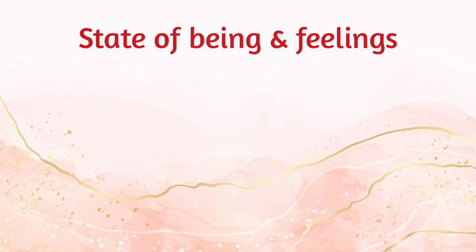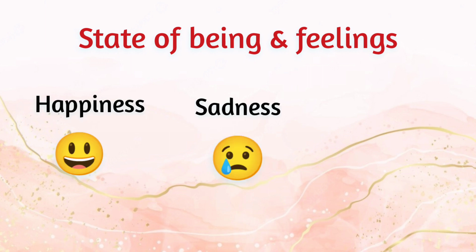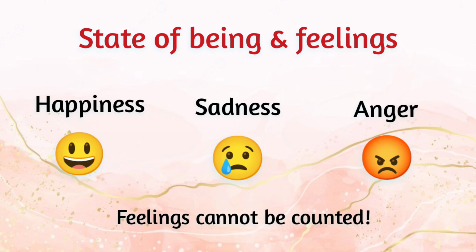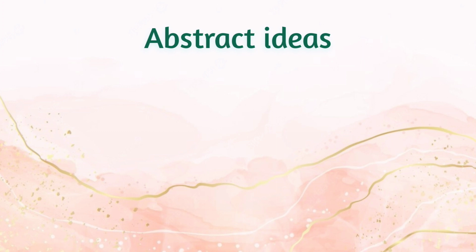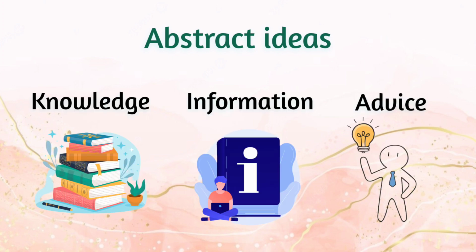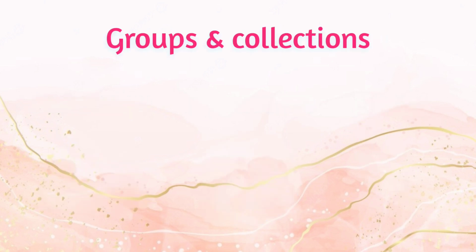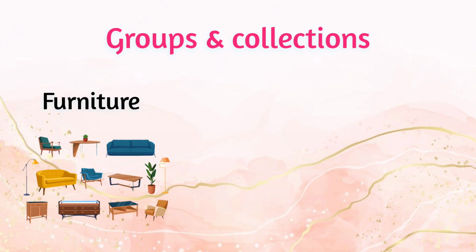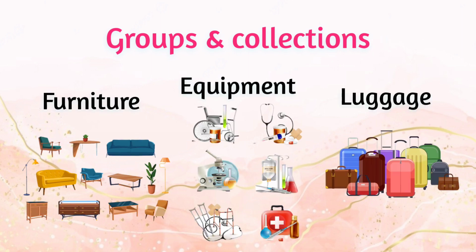A state of being and feelings like happiness, sadness, anger. These words are nouns and they state a feeling, but they cannot be counted. So we treat them as uncountable nouns. Abstract ideas like knowledge, information, advice, and names of groups or collections of things like furniture, equipment, luggage.